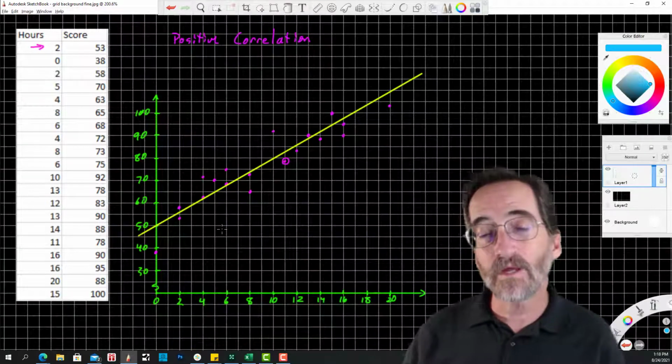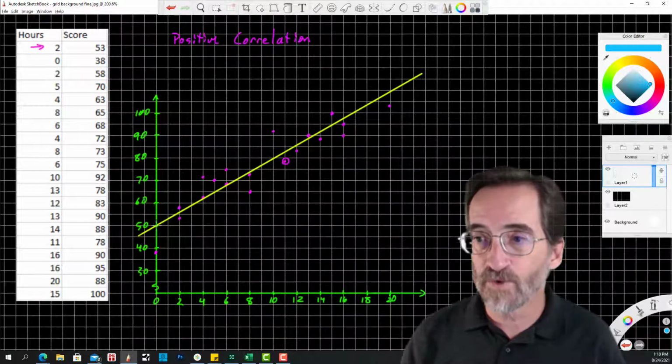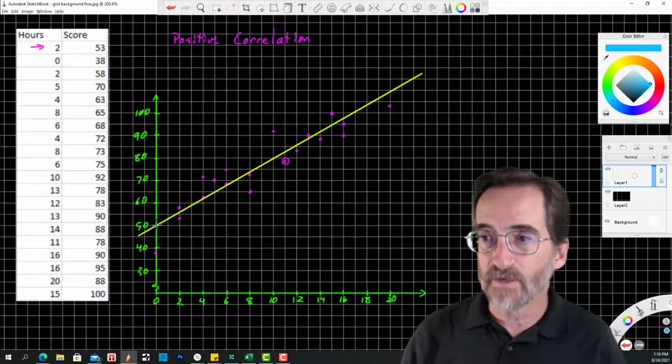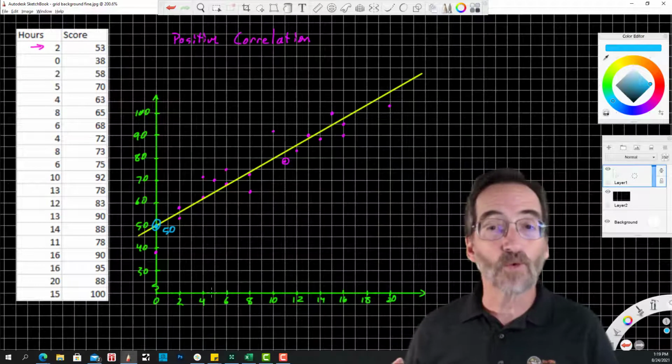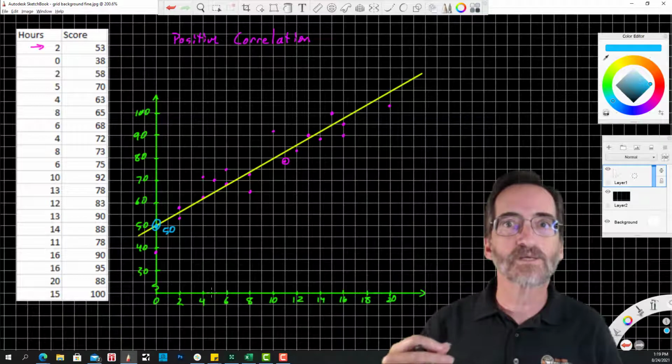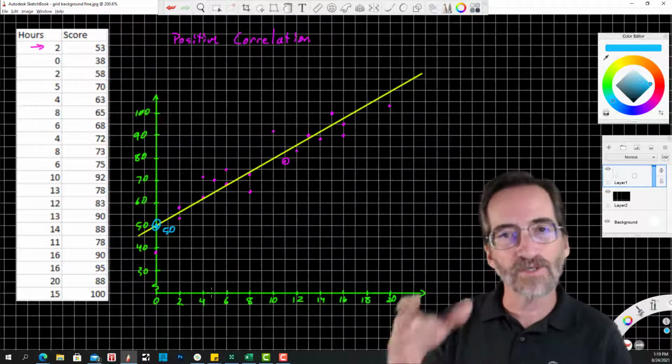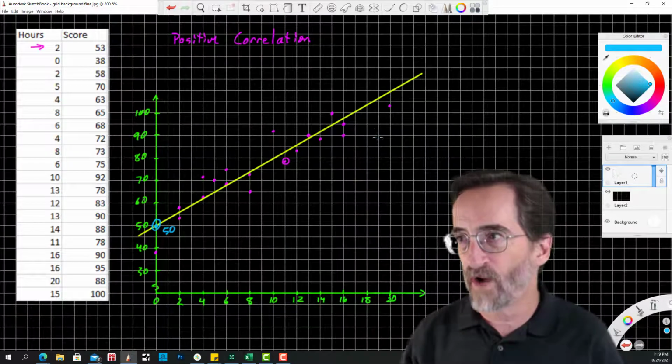And the easiest way to do it is to note first what the y-intercept is. The y-intercept of my line seems to be 50. Okay? And it would help if I could find another grid point. A grid point is a place where the line intersects a horizontal and a vertical line on your graph.